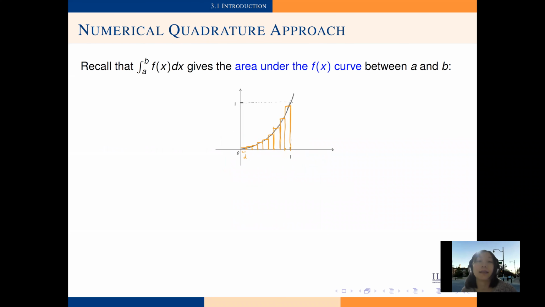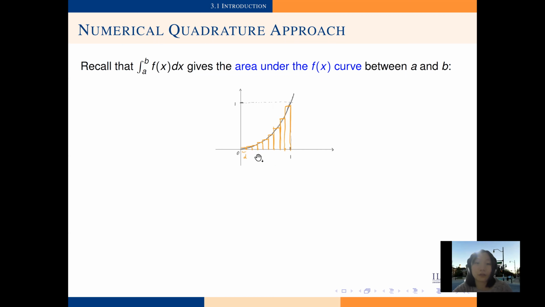Recall that the integral from a to b of f(x) dx gives you the area under the f(x) curve between a and b. For our example, f(x) is equal to x squared, and we're interested in the interval between 0 and 1. So in this plot, this area under the black curve between 0 and 1 is equal to the integral we want to find.